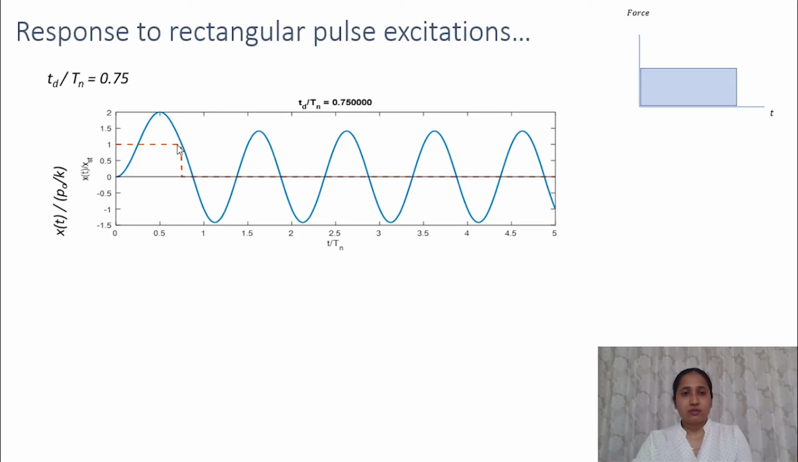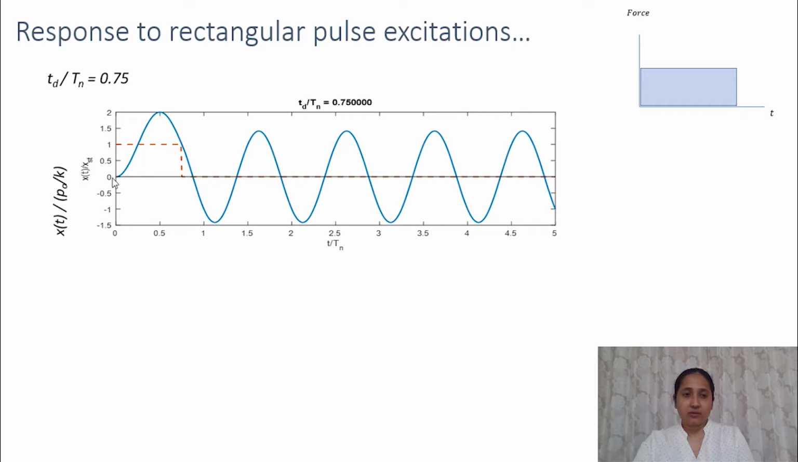So this is the duration of the pulse, that is when the static response is non-zero. So Td by Tn is 0.75. Here, as you can see, the maximum displacement is happening during the pulse. So the maximum response is happening during the forced vibration.